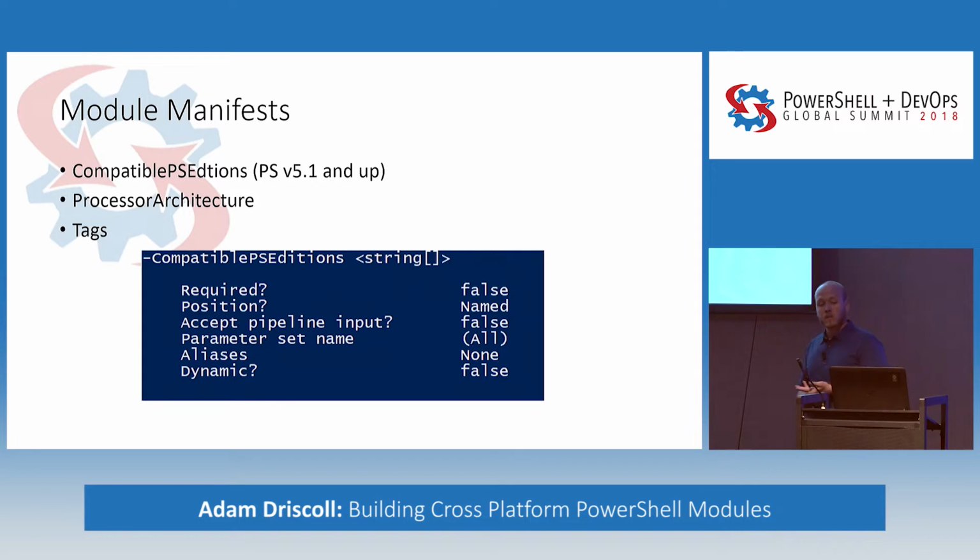The other thing you probably want to put in there is processor architecture. Maybe it didn't make a big difference before, and maybe it doesn't now, but there's the new ARM processor architecture you can put on there. The other thing is to tag your stuff appropriately on the gallery so people know it can run on a particular operating system, or maybe just on Core versus Windows PowerShell.